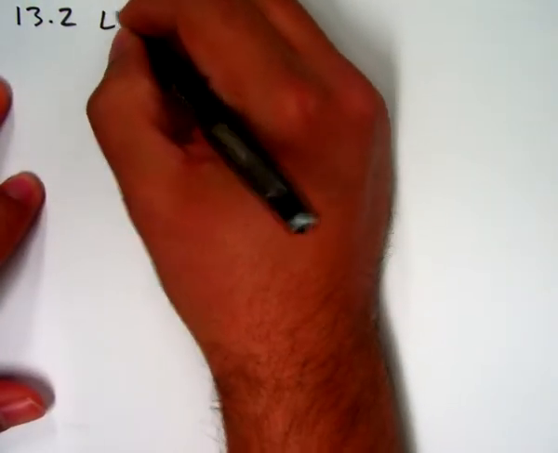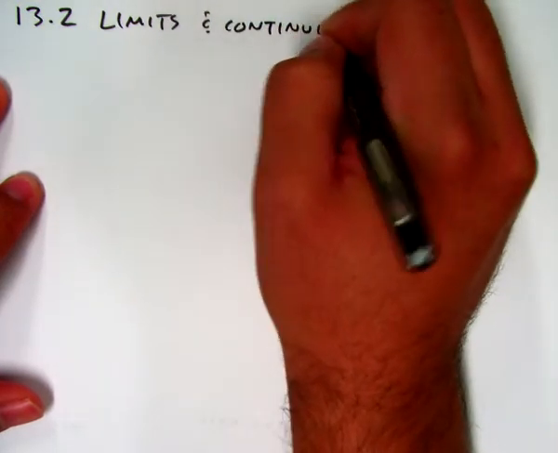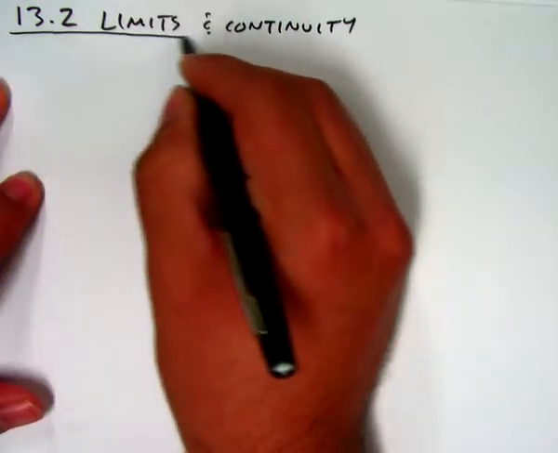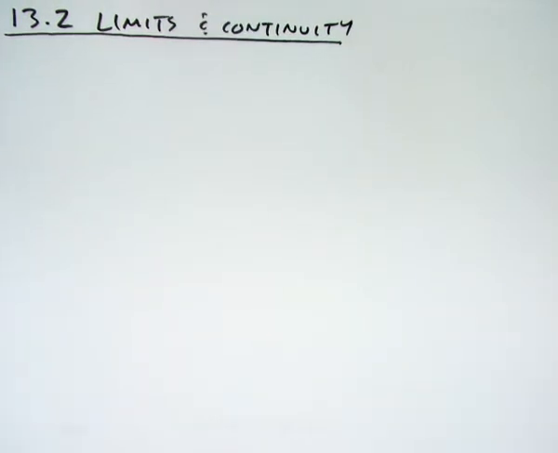is about limits and continuity. But we did do limits and continuity. But that was for vector-valued functions. This is now going to be a little different.